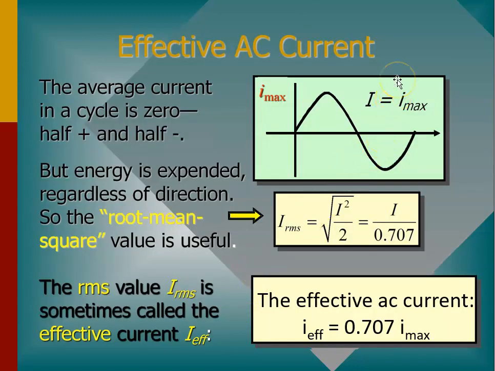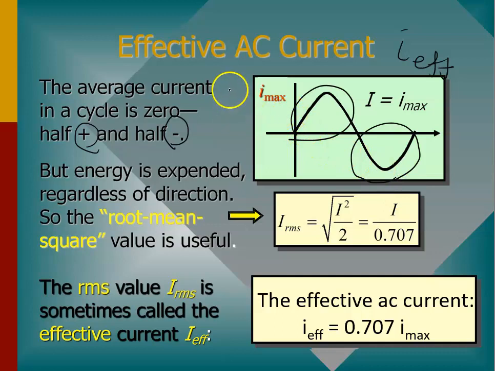Now we continue with the next subtopic, which is effective AC current, also known as I effective. The average current in a cycle is zero: half is positive and half is negative, because one part is on the positive axis and the other side is on the negative axis. So this is the meaning of average current.